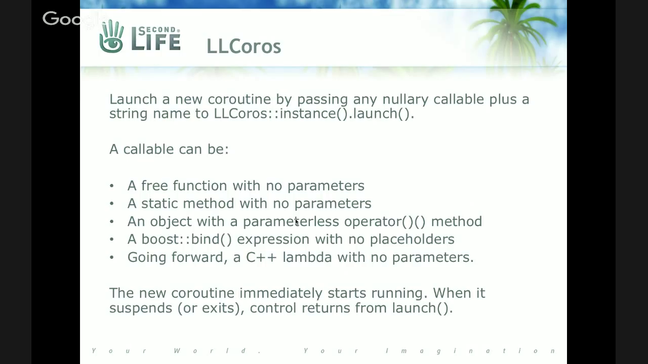When you pass any one of these things to LL-Coros launch, that code immediately starts running. And one of two things will happen. Either it will reach a suspend point, at which point it will pass control back, it will return from the launch call. Or perhaps the coroutine will decide that it has no work to do and will return without suspending. Same thing. Either way, control returns from launch at that point.